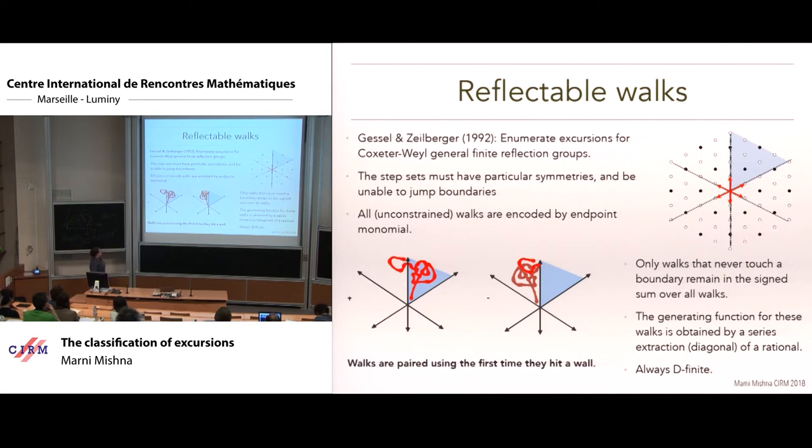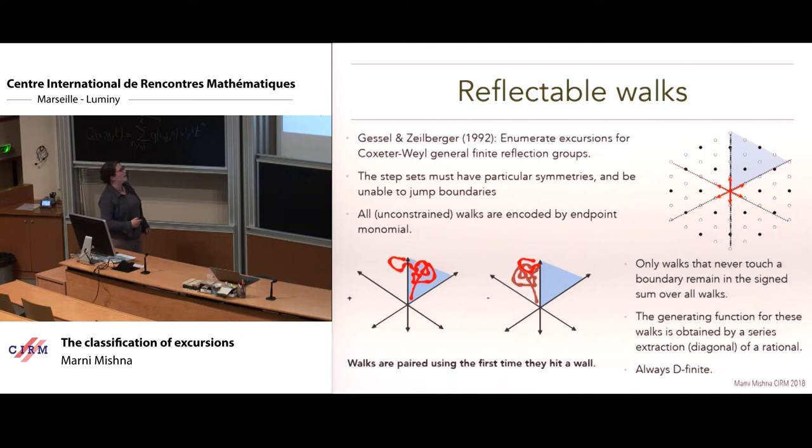And then if I take a sum of all of the walks that start here, here, here, here, here, here, some sort of signed sum, and end anywhere, these two are going to cancel each other out. And the only ones that are going to survive are the ones that never touch a boundary. Okay? So only walks that never touch a boundary are going to remain in that signed sum.